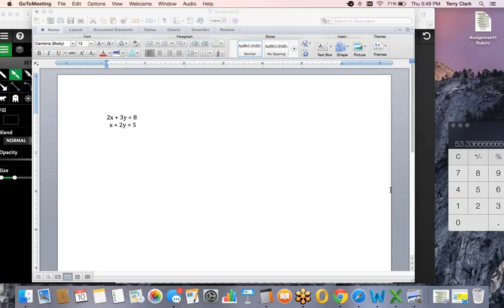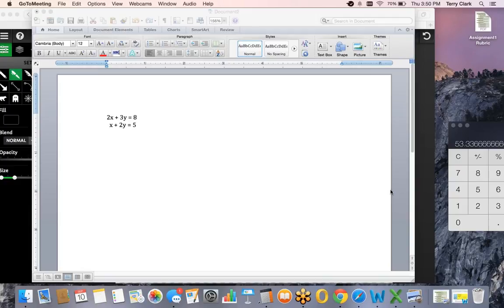Okay, this method is called the elimination method, and then I'm going to show you another method in a second. This is called the elimination method for solving systems of linear equations. So we're going to eliminate one of the variables and then solve the other one. Now in this case, we're going to get rid of the x. It doesn't matter which one you get rid of. You can get rid of the y, you can get rid of the x.